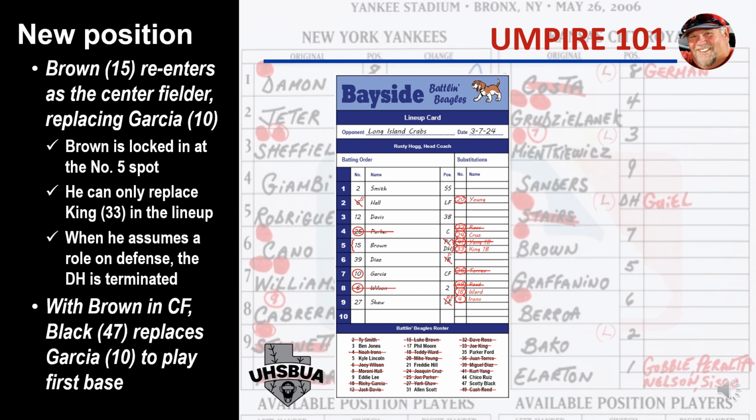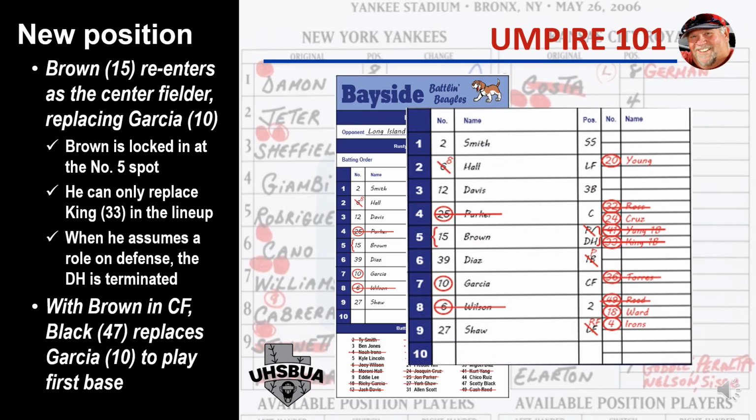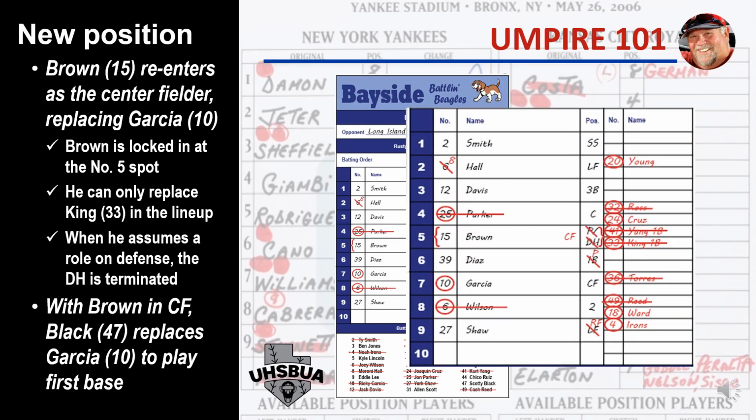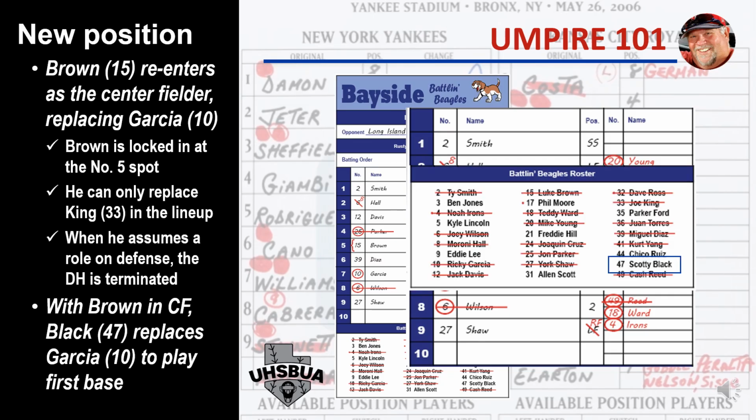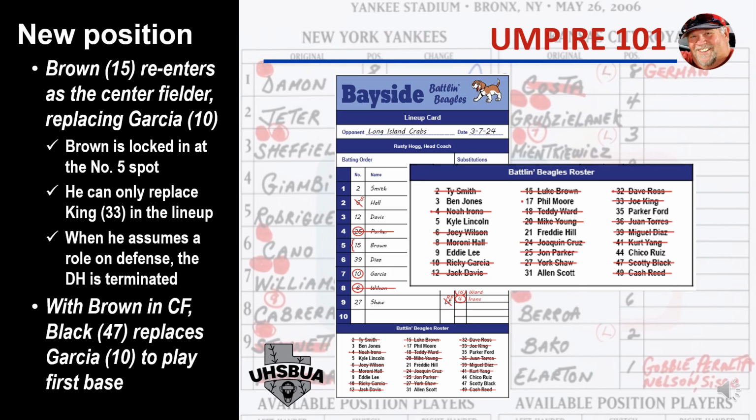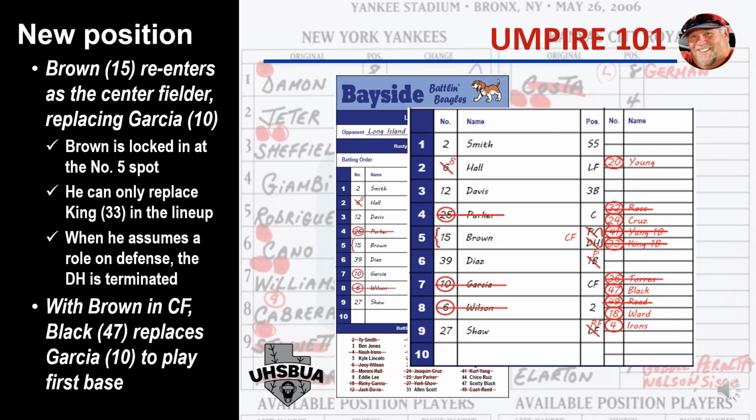On our lineup card, we start by crossing off King. We also strike through his role as DH and change his position to center field. Next, we check to be sure that Black is an eligible substitute. We cross his name off the list. Then we insert his name and uniform number as the substitute for Garcia, taking care to circle Black's uniform number.